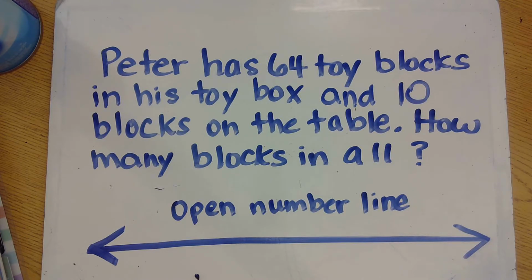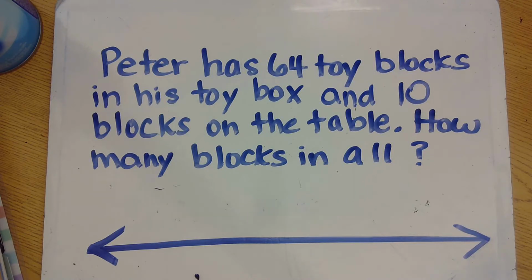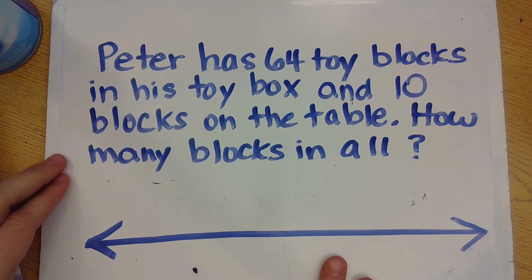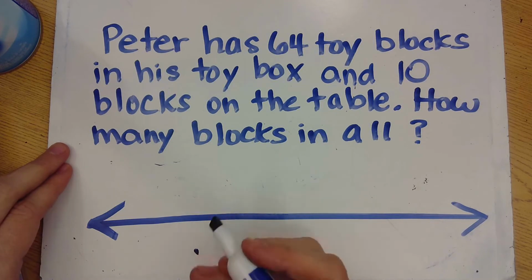An open number line is a tool that allows us to quickly record our thinking when we use mental strategies to either add or subtract. So if I were using this number line with this problem, I would write something similar to this.